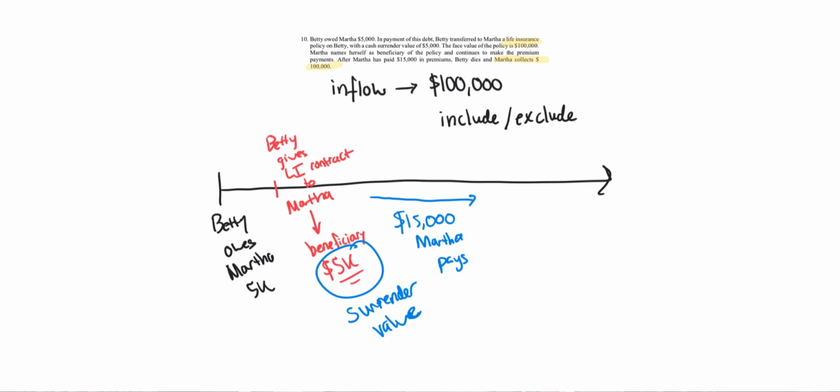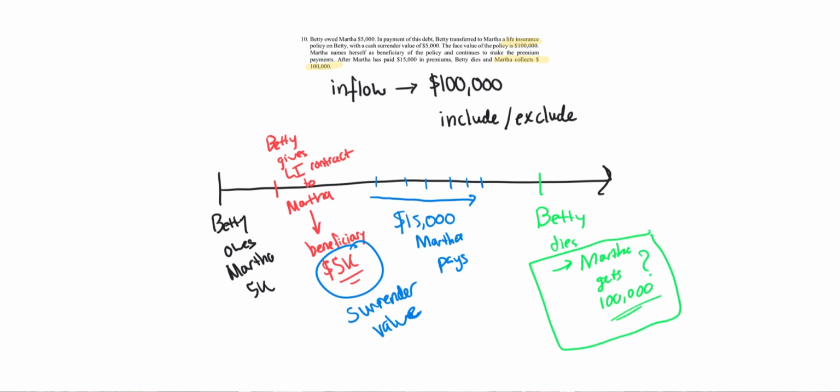And then over time, Martha pays $15,000 in premiums because you have to continue to pay the premiums. And then we've got the event. Betty dies. And when Betty dies, Martha gets $100,000. So the question is here. When Martha receives $100,000, is it an inflow included in gross income?